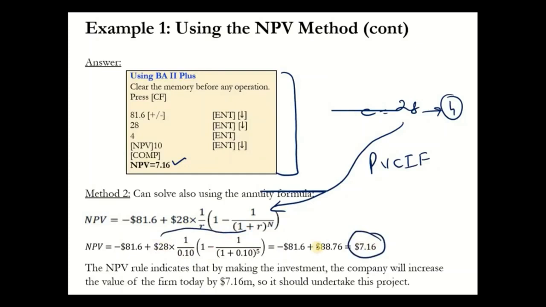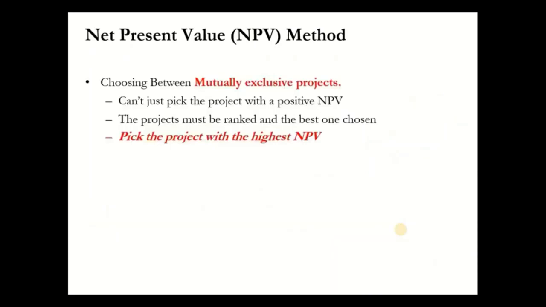So the NPV is positive, which indicates that the company will increase the value of the firm by 7.16, so it should undertake this project. So it means the shareholders' wealth will increase by 7.16 million. So that is the NPV. Now the question is, if we have mutually exclusive projects, meaning if we accept A, we have to reject B, which one should be accepted? Should all positive ones be accepted? No, we will only choose the one with the highest NPV.